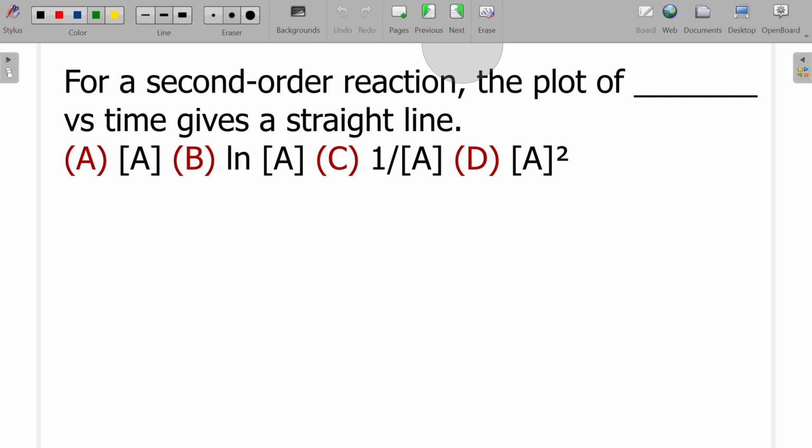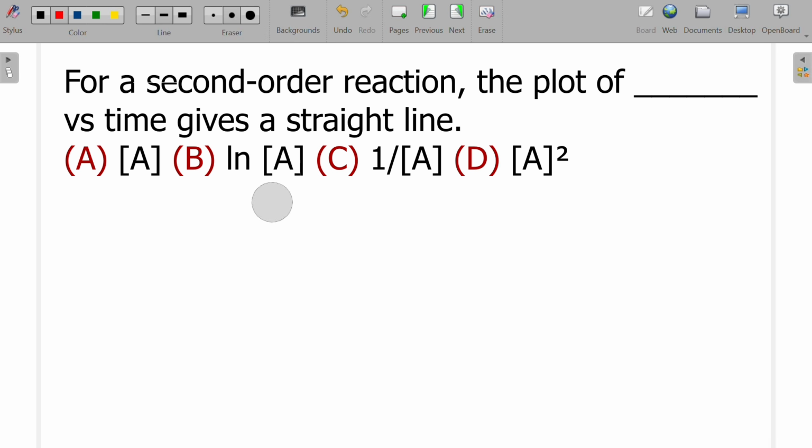Let's move to the next one. For a second order reaction, the plot of dash versus time gives a straight line. So we have A, the concentration of A. This is not correct because this is found in the zero order integrated rate law.